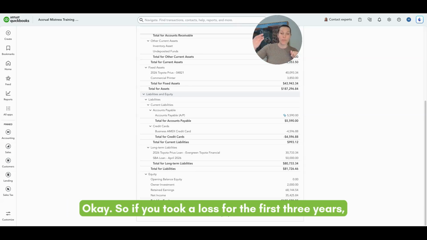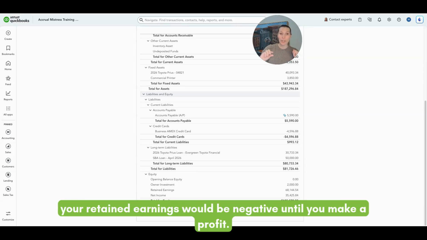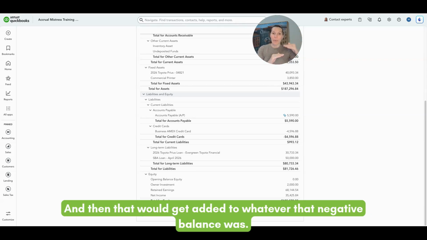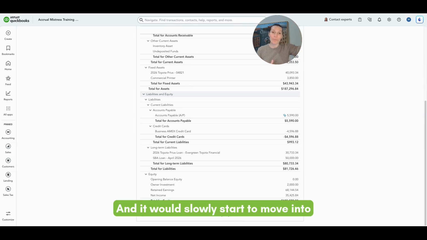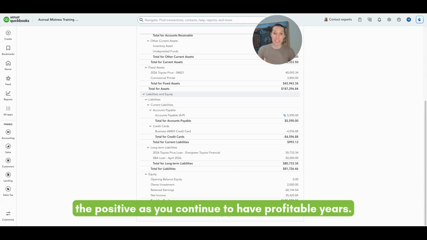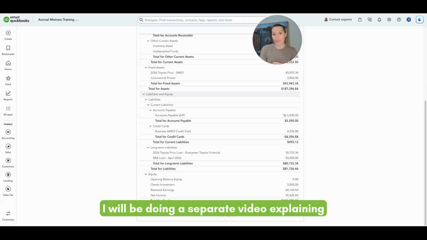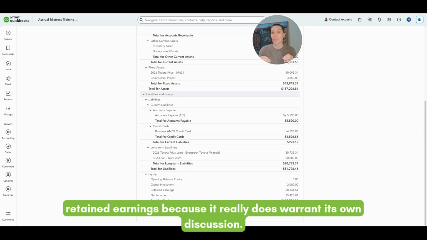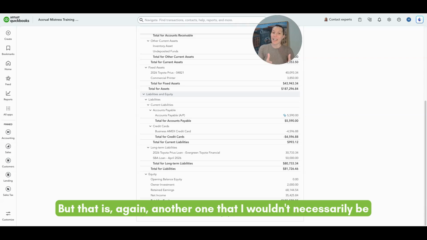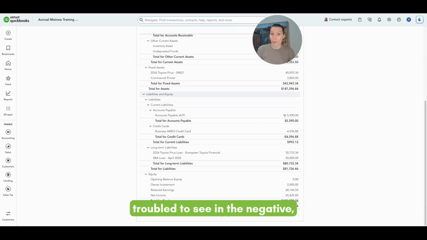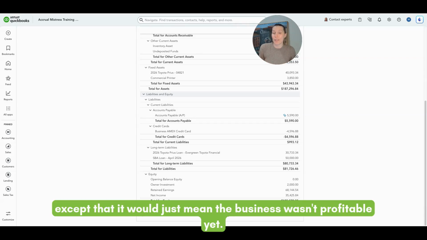So if you took a loss for the first 3 years, your retained earnings would be negative until you made a profit, and then that would get added to whatever that negative balance was, and it would slowly start to move into the positive as you continued to have profitable years. I will be doing a separate video explaining retained earnings because it really does warrant its own discussion. But that is, again, another one that I wouldn't necessarily be troubled to see in the negative, except that it would just mean the business wasn't profitable yet.